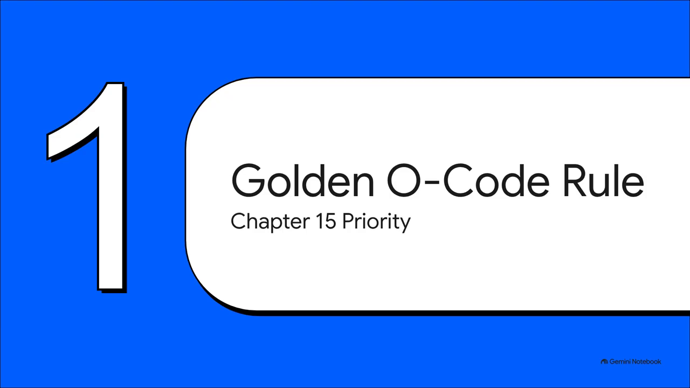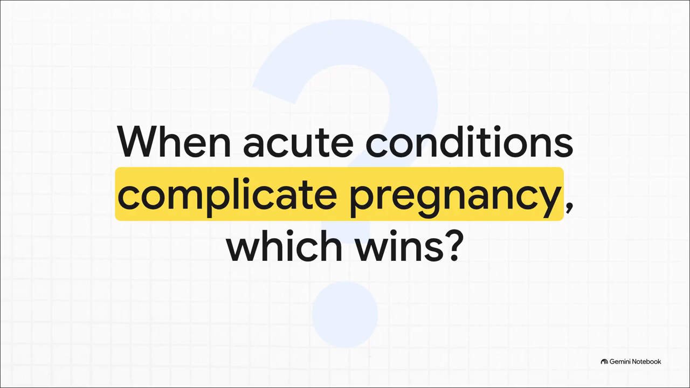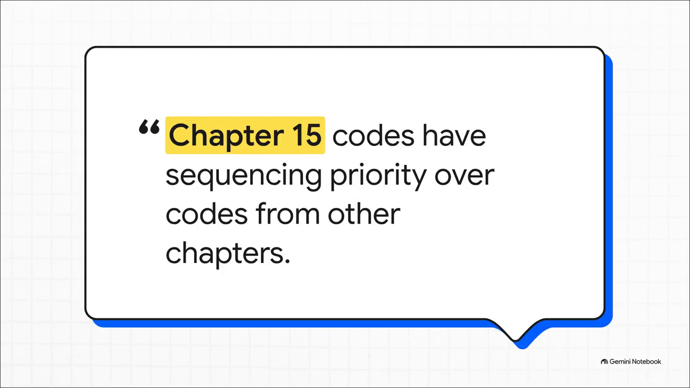So, I want you to think about this scenario for a second. What happens when a pregnant patient comes in with an acute condition? Let's say hypertension or maybe a really severe respiratory infection. If that condition complicates her pregnancy, is aggravated by it, or is the main reason she's seeking obstetric care, which code actually wins out as the primary diagnosis? The CMS official guidelines give us the absolute rule of law here. They state that Chapter 15 codes have sequencing priority over codes from other chapters.